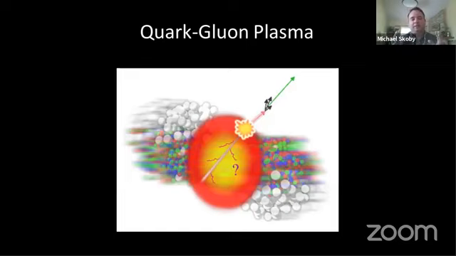And this phenomenon where the jet coming out the other end loses all of its energy is called jet quenching, which indeed has been observed in relativistic heavy ion collisions at RHIC. So those are the primary properties that we're looking at, the temperature and density. And in 2005, the quark-gluon plasma was discovered at RHIC.